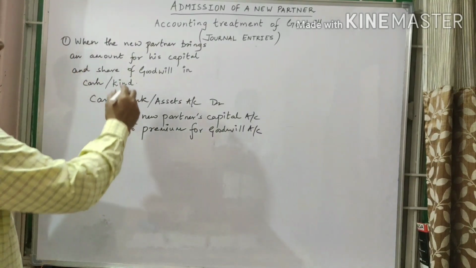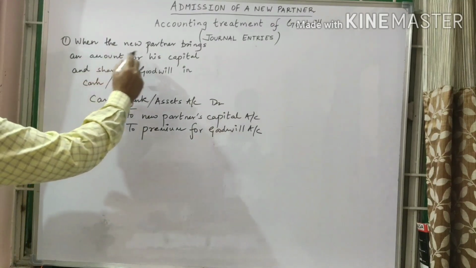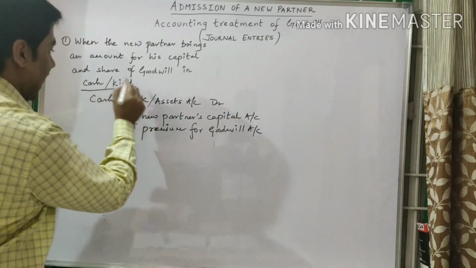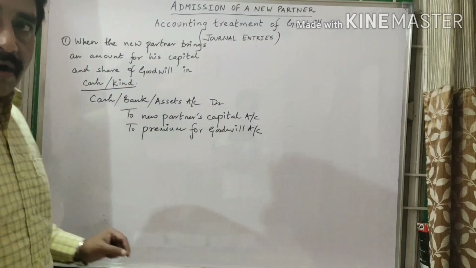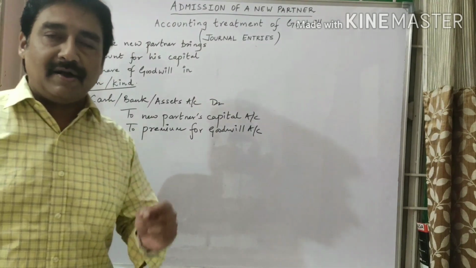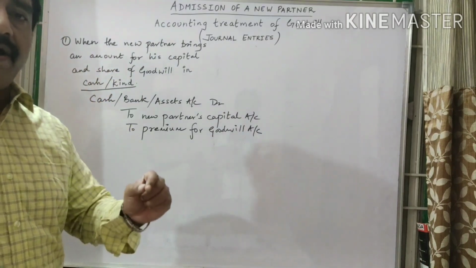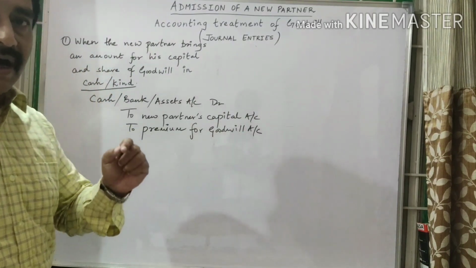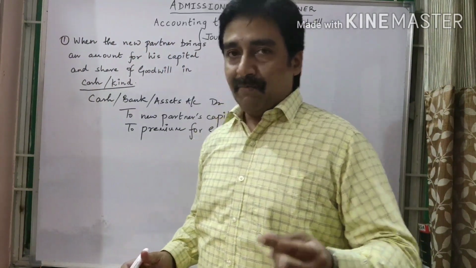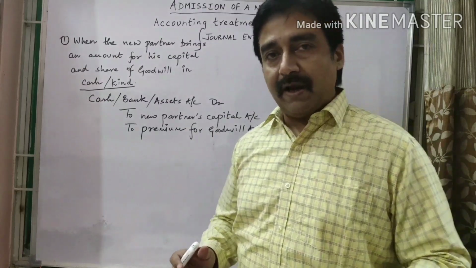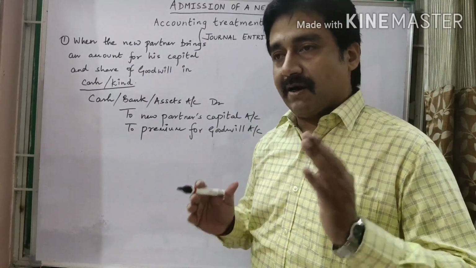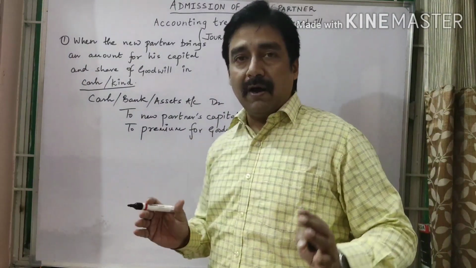Okay, children, now you have to focus here. I have written that when the new partner brings an amount for his capital and share of goodwill in cash or kind, what do you mean by this? The new partner can bring the amount of his capital and his share of goodwill in cash, and he can also bring it in the form of other assets. That means he can bring it in the form of machinery, debtors, stock, or any other asset which is acceptable to the old partners.